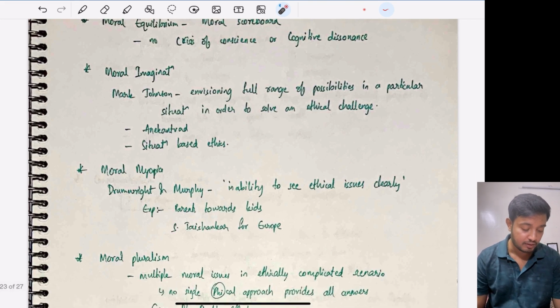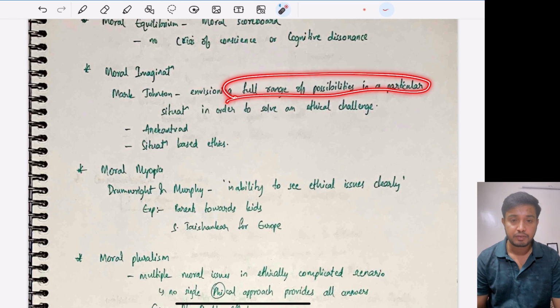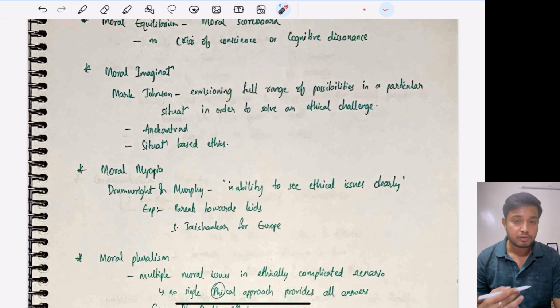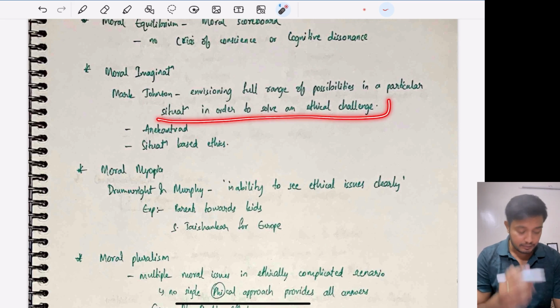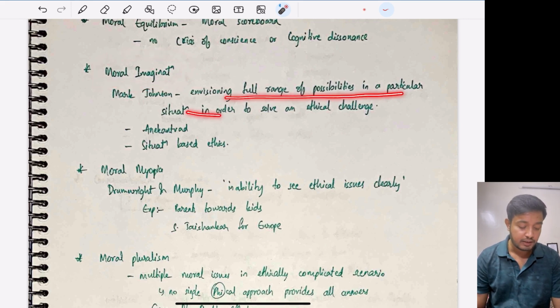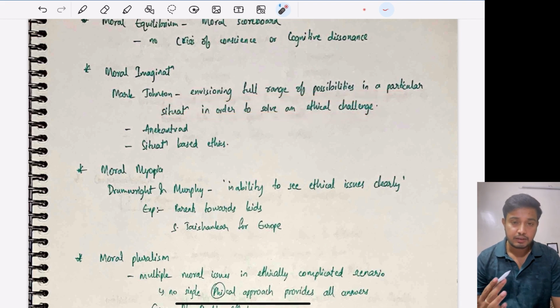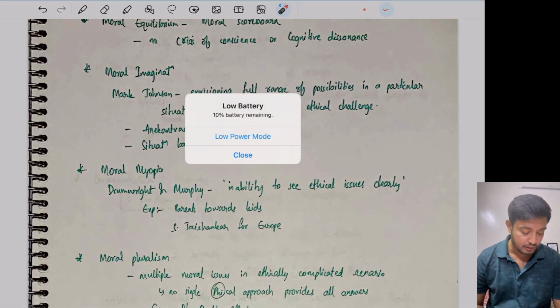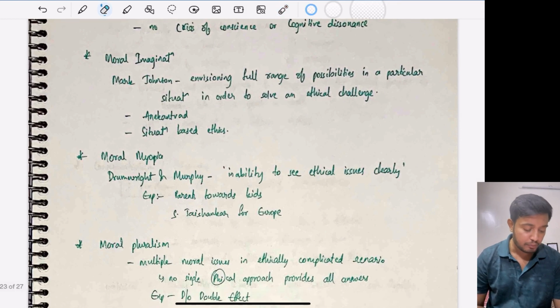And moral imagination is another concept. It is the full range of possibilities in a particular situation in which you can take a course of action. This is important when it comes to the case study part, where before writing the course of action, you can think along these lines, moral imagination. The full range of possibilities in a particular situation in order to solve an ethical challenge. Whenever there is an ethical dilemma, what are the various options you can choose from, and the morality of each of those options.